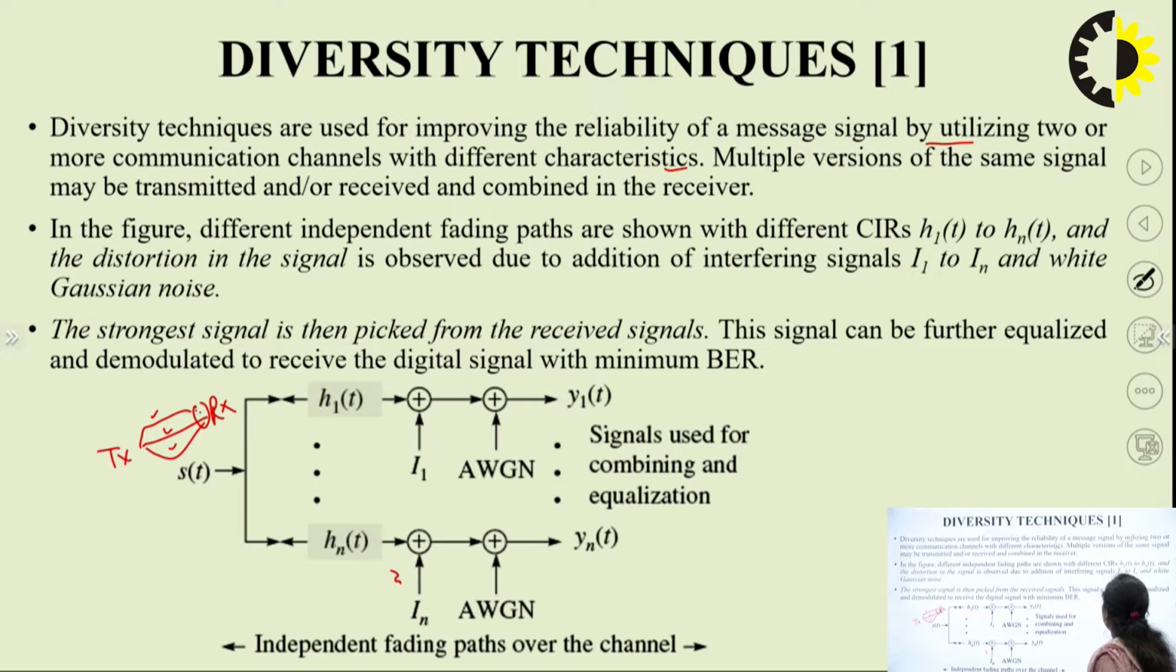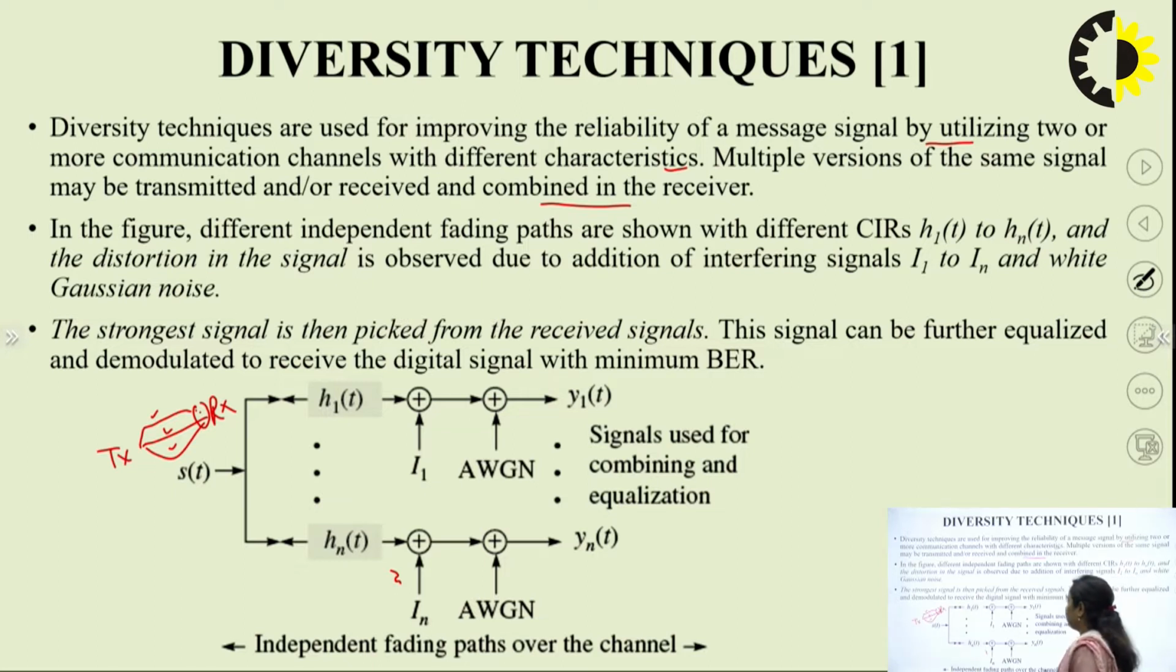So multiple versions of the same signal may be transmitted or received and combined in the receiver. So that's what I have said, that it is possible that either initially I generate multiple versions of the signal that can be transmitted, or due to multipath propagation multiple versions of the signal will be created on their own, because the signal can travel from different paths.